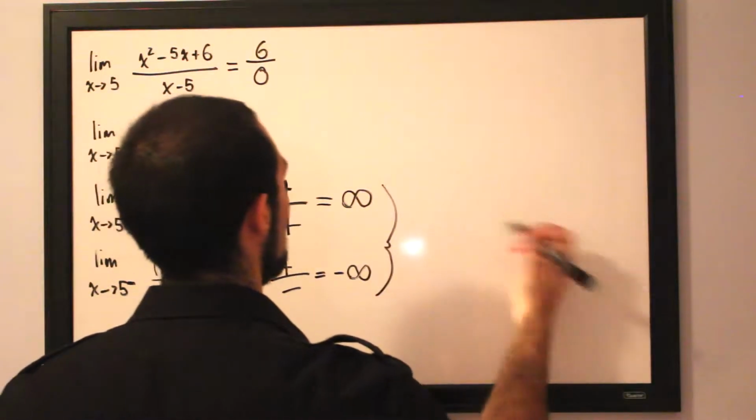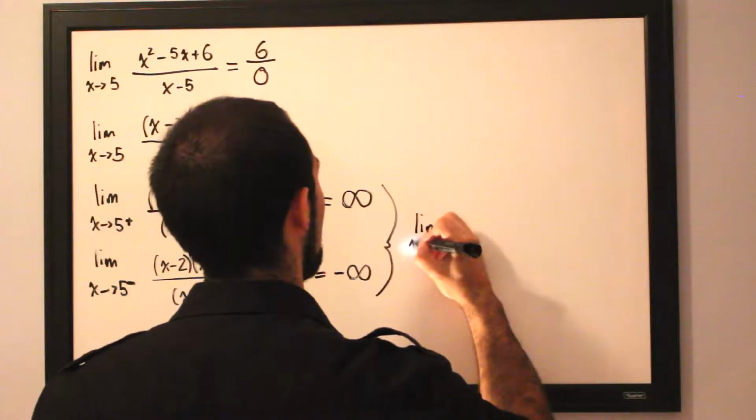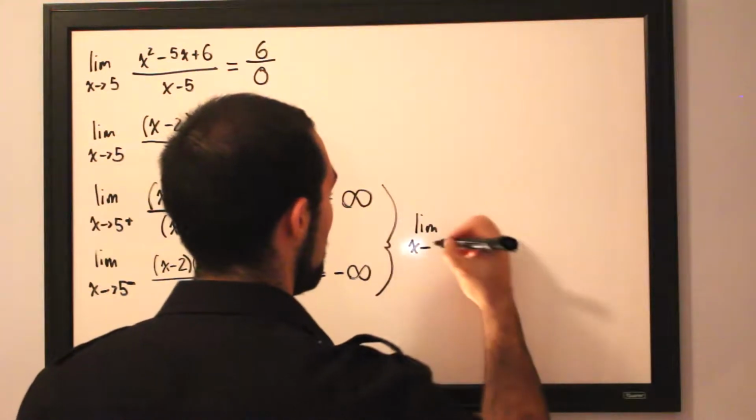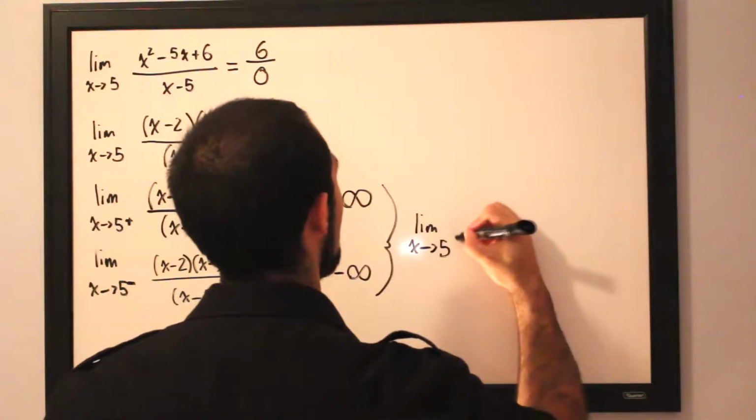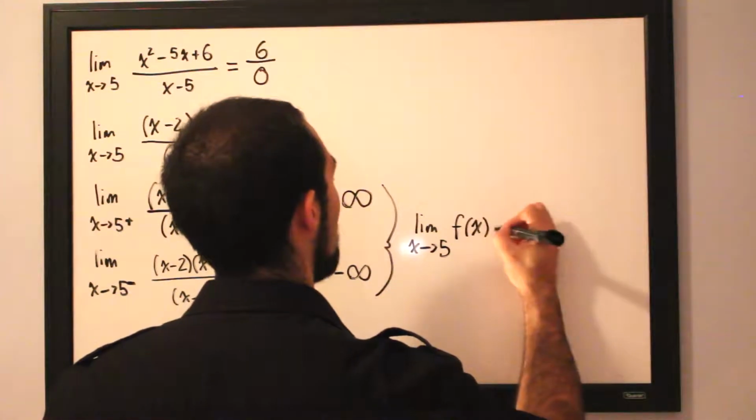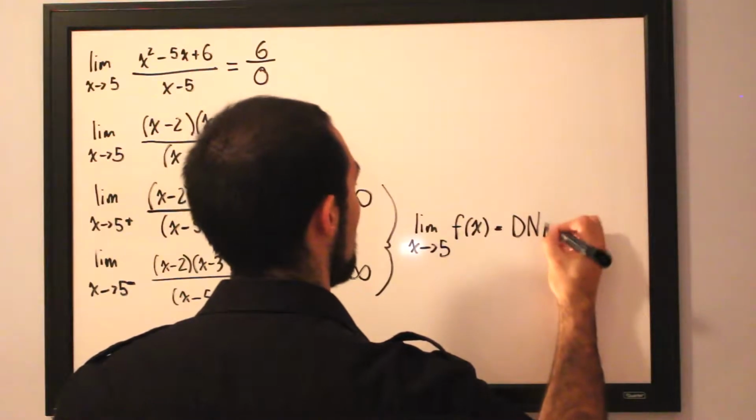The right-handed limit and the left-handed limit do not add up to the same value. So the limit as x approaches 5 for f of x does not exist.